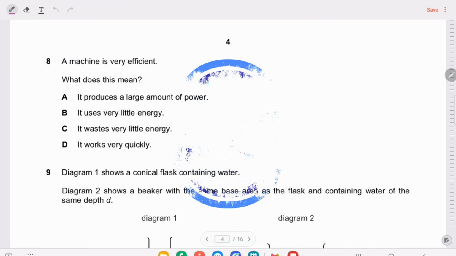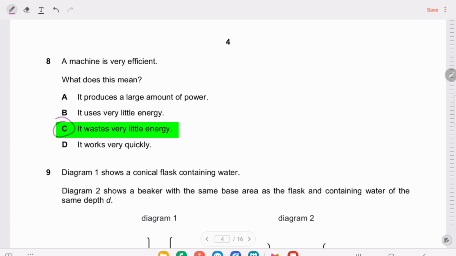A machine is very efficient. What does this mean? It produces a large amount of power. It uses very little energy. It wastes very little energy. It works very quickly. Efficiency measures how much useful energy is produced compared with the energy supplied. A very efficient machine wastes very little energy. For example, an LED bulb converts more energy into light and wastes very little as heat, making it highly efficient. So efficiency is about reducing the waste energy. In that case, option C is correct.